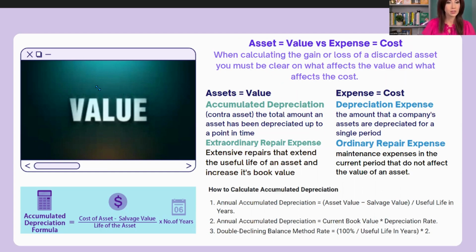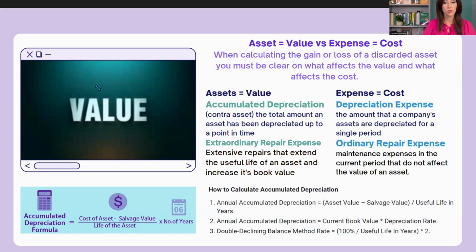And where I got mixed up and thought it would be important to note is that you really have to understand where something is going to add value to an asset and where something is the cost of the asset, which is going to decrease the value. Because this is a little bit easy to get mixed up because of some of the ways some of these terms are worded. So when you are calculating the gain or loss of a discard asset, you must be clear on what affects the value and what affects the cost.